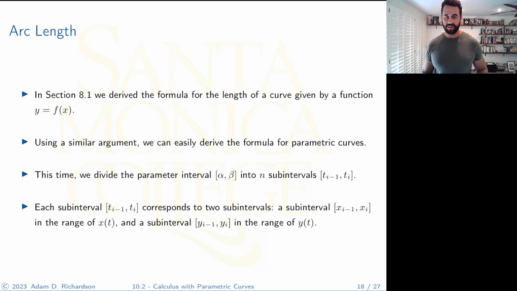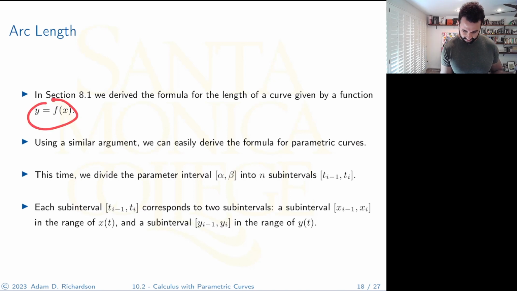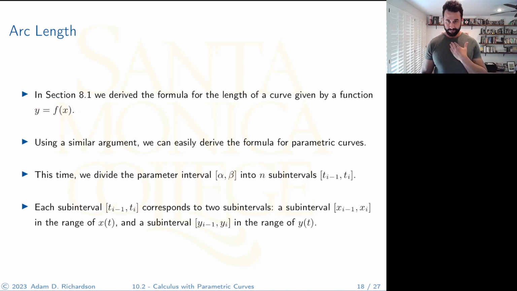Okay, so now we talked about areas. Let's talk about arc length. And this is kind of a cute result. We already saw this derivation once before, so it's going to look very familiar. In 8.1, we derived the formula for the length of a curve given by this function here. So this is just the standard parameterization where the vertical position is given by the horizontal displacement. So using a similar argument to the one we saw before, we can derive the formula for parametric curves.